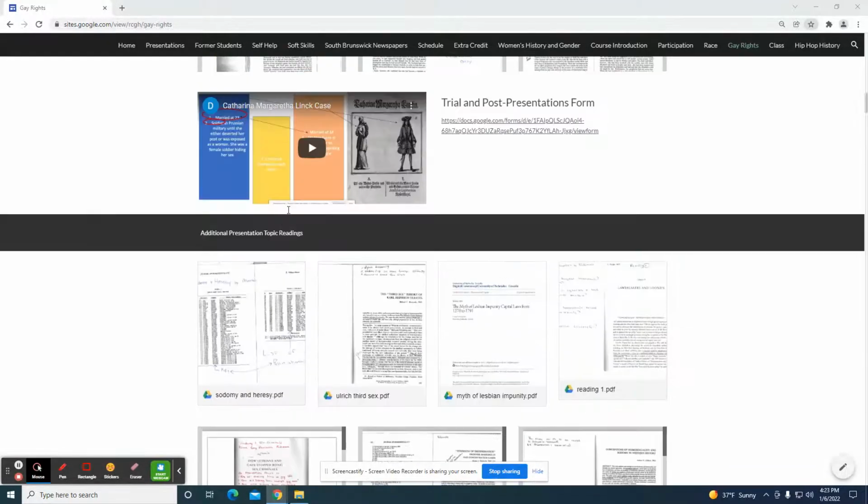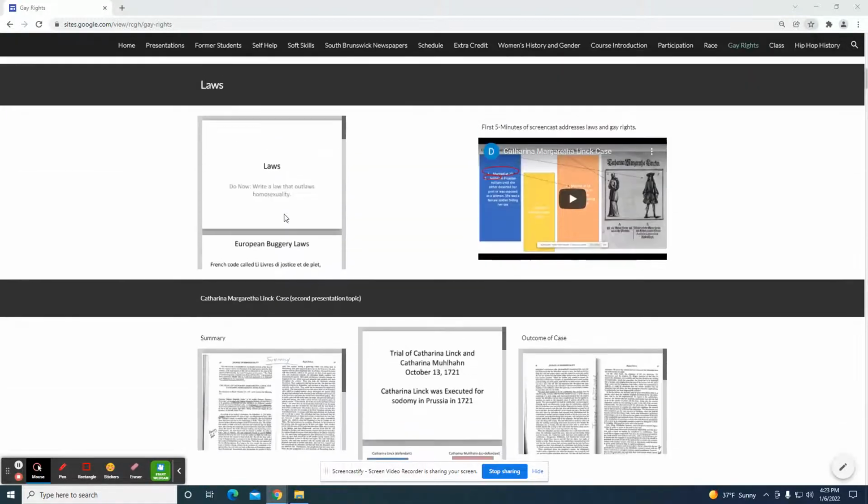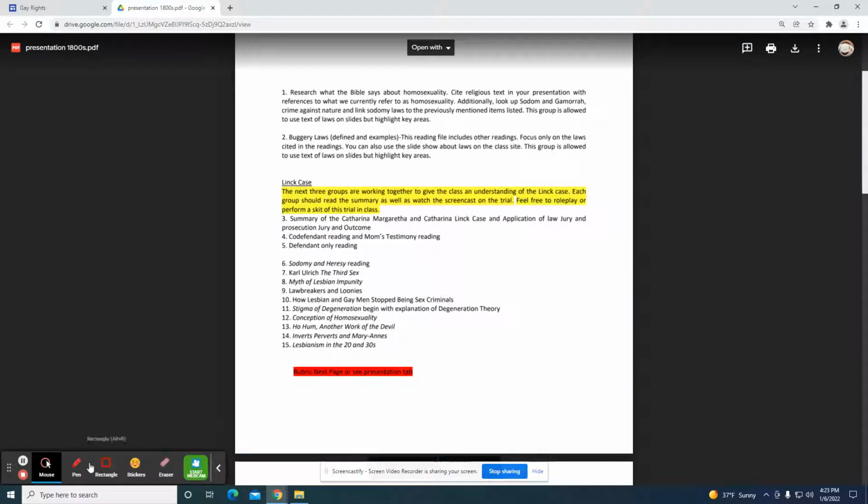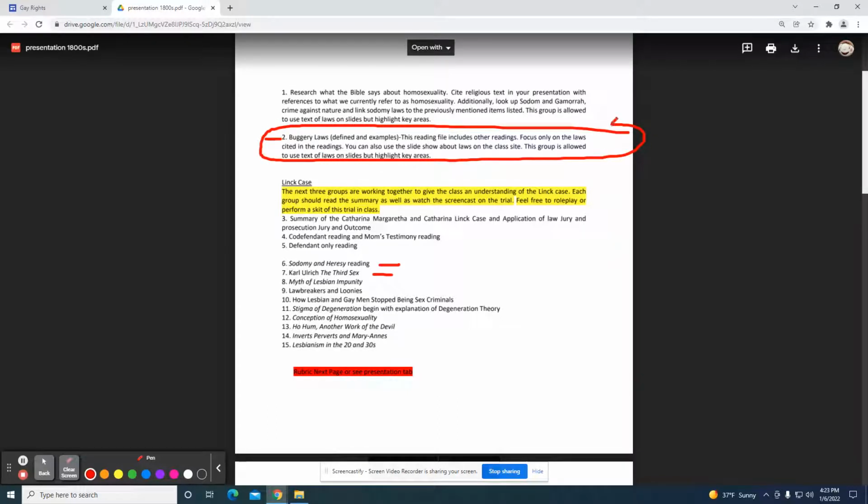So we're going to start off the unit with this particular section here, and we see the rubric and the topics. For the most part, students will be teamed up and given a topic. So this is a reading, this is a reading, this one's a reading. Two students will complete the reading and then prepare a presentation using the rubric and the expectation guidelines that are distributed in class.